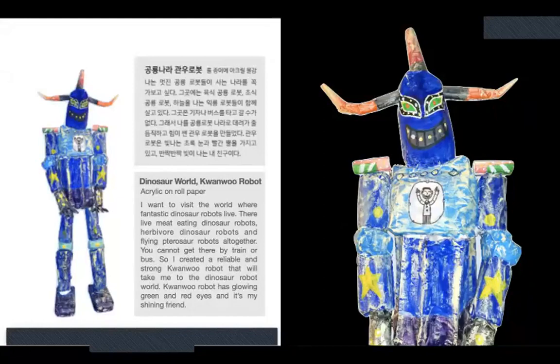So he said he wants to visit the world where fantastic dinosaur robots live. And since he cannot go there, he created a reliable and strong Guano Robot that will take him to the dinosaur robot world. So for me, it's more like the art really takes him to the world where he wants to be. So I think art is a very special tool for them to communicate and to visualize what they see and what they want to see.